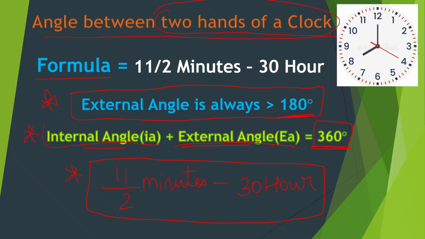Angle between two hands of a clock formula is 11 by 2 minutes minus 30 hours. Internal angle plus external angle is equal to 360 degree. And external angle should be always greater than 180 degree. Otherwise, if the angle comes less than 180 degree, then you need to subtract it from 360 degree. I hope you got this. Please take a note down of this. Okay.